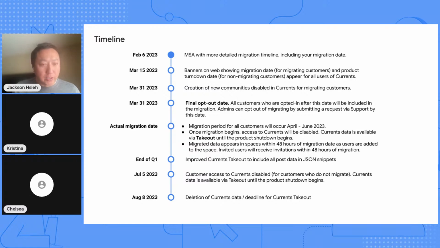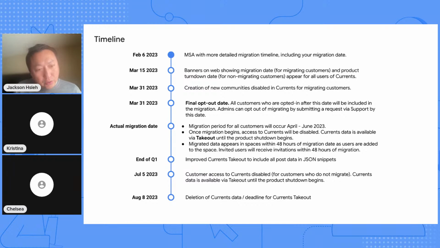On the actual day of migration, again, everybody has probably different dates. What will happen is that once the migration begins, access to Currents will be disabled. I will go over that in another slide in more detail. The data that you have will still be accessible through Takeout. The migration will probably take only a few hours, but up to 40 hours for some large customers. At the end of Q1, you will also be able to use Takeout with a new format to get JSON snippets, because as part of that Takeout, you will not get post data. You will get a lot of URLs in there. So we're working on, by the end of Q1, giving you this JSON format.